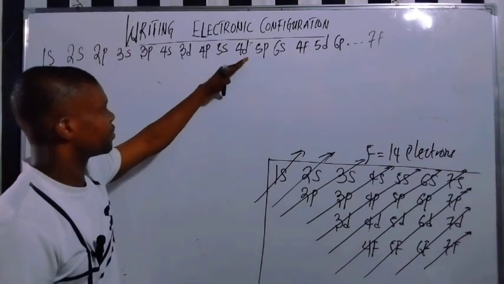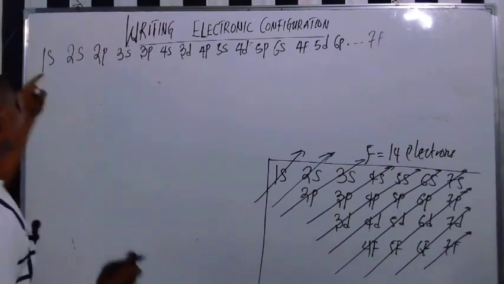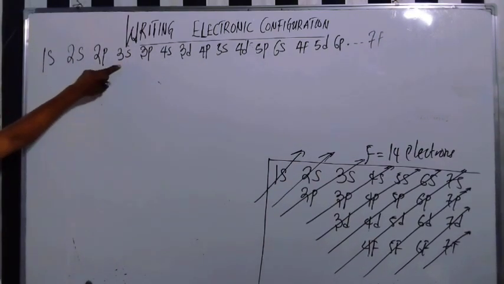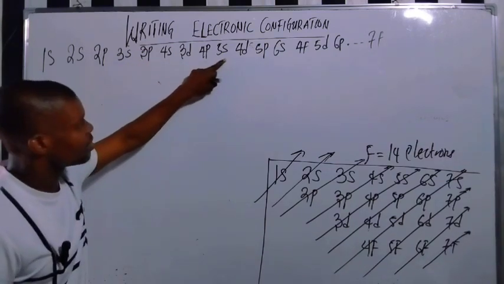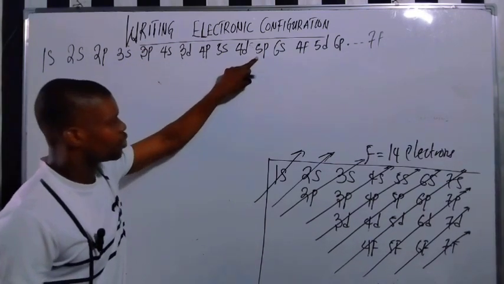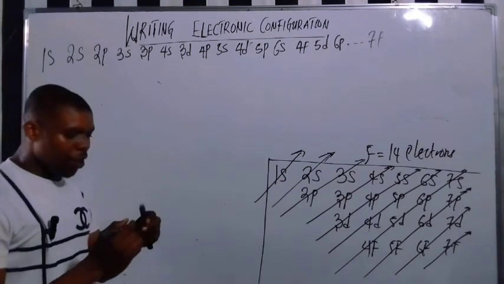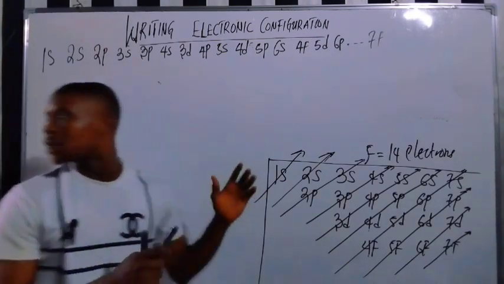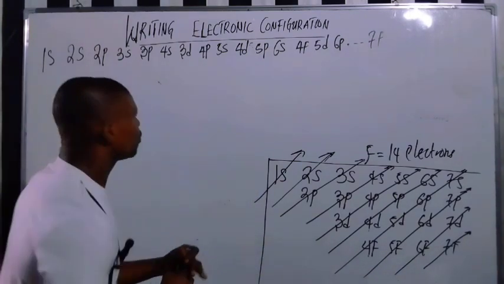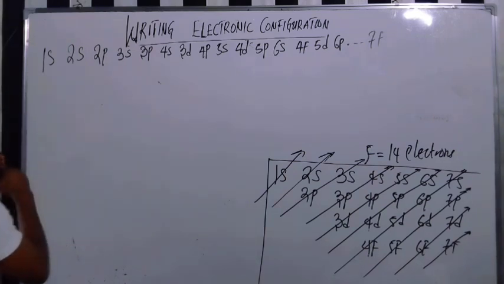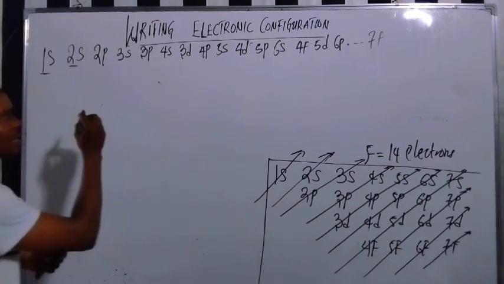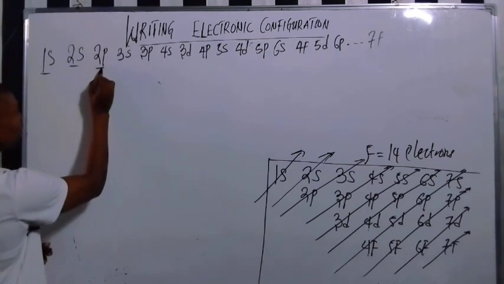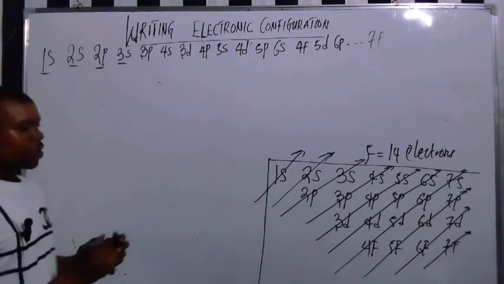Now, as a beginner, what I want you to understand is from here to this point here: 1x, 2s, 2p, 3s, 3p, 4x, 3d, 4p, 5x, 4d, 5p. Do you understand? Now, when you're filling electrons, you have to start from here. You must first of all fill this one before you enter this one, and fill this one before you enter this one here. Do you understand?